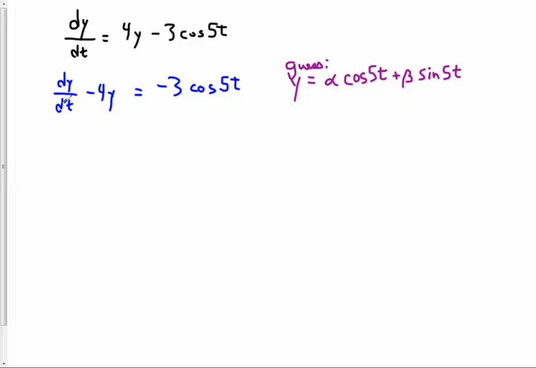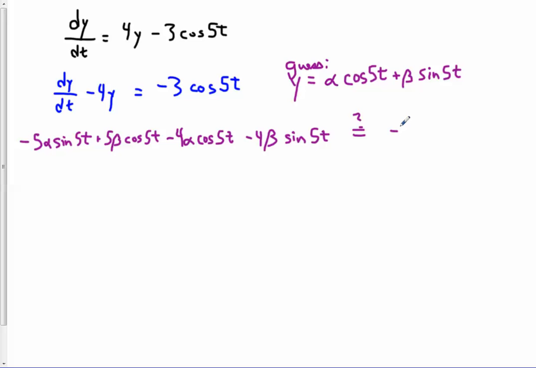All right, I plug it in. So, of course, the derivative, that's going to be minus 5 alpha sine 5t, the derivative of my cosine. And then I'll have plus 5 beta cosine 5t. Now I have minus 4y, so minus 4 of this: minus 4 alpha cosine 5t minus 4 beta sine of 5t. And I want this to equal on the other side simply minus 3 cosine of 5t.